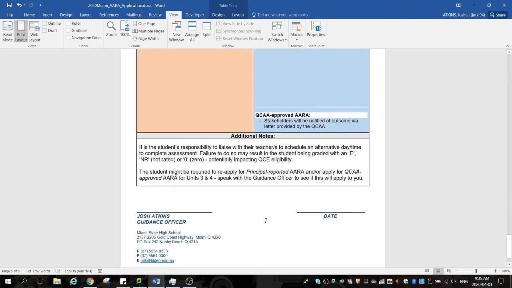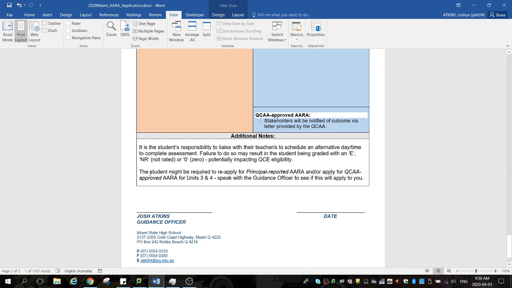I just want to finish with 2 additional notes down the bottom here. It's the student's responsibility to liaise with their teacher to schedule an alternative day and time to complete assessment. Failure to do so may result in the student being graded with an E, not rated, or a 0, depending on the subject, and this will potentially impact your QCE eligibility. So if you are given a comparable assessment on another date, it's the student's responsibility to talk with the teacher to work out what day and what time that will be completed.